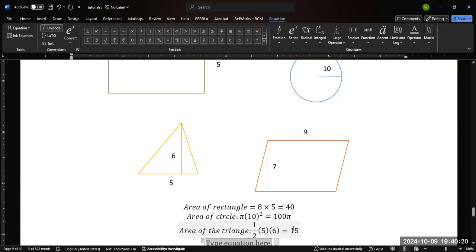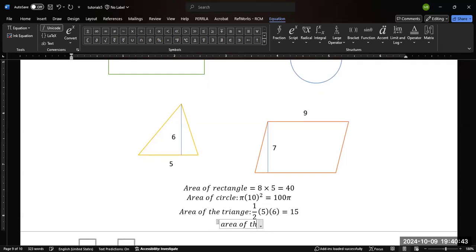And the parallelogram was not on my list, but it's very similar, kind of like a cross between the rectangle and the triangle. It is also base times height. We need the distance that is perpendicular to the base. So the area of the parallelogram is base times height. And so in this case, it's 7 times 9, or 63 units.